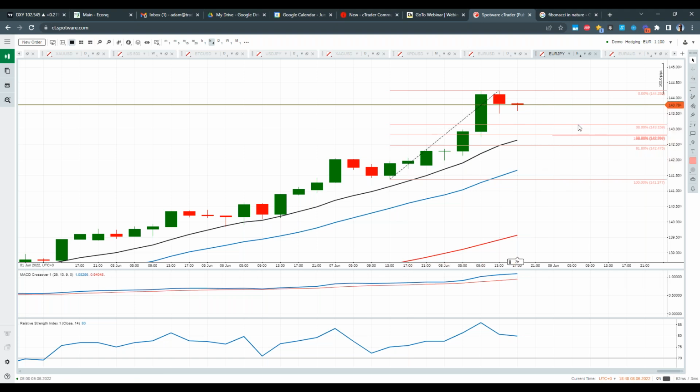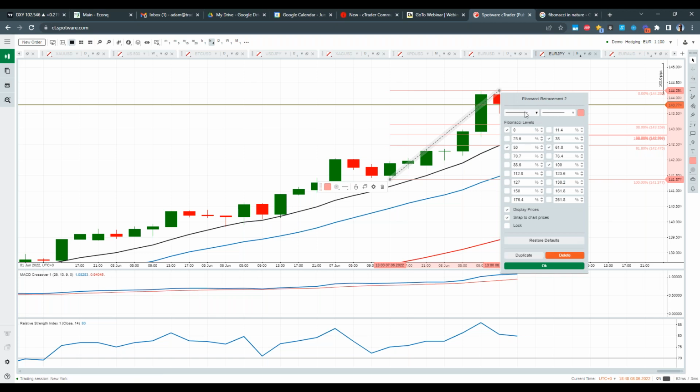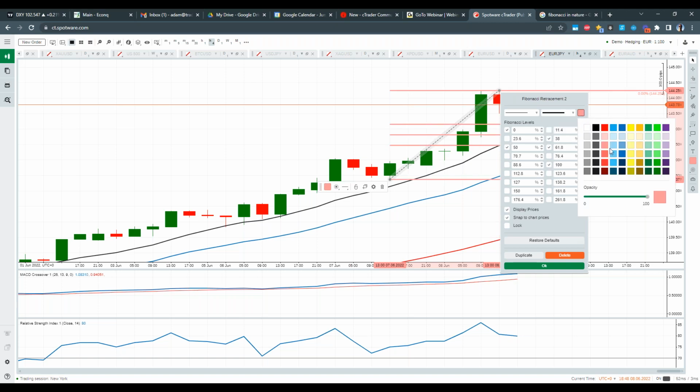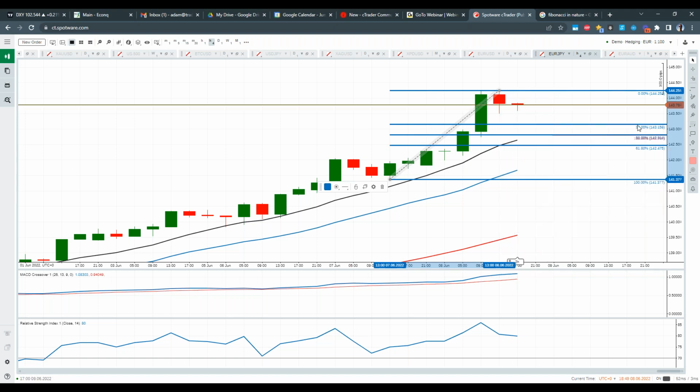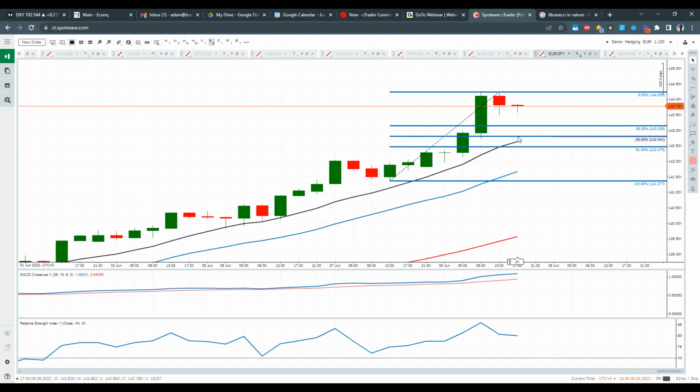So here I've got a 382. In fact, allow me to just edit it. Let's go through and just thicken it up so you can see it. And just change the color. There we go. And I'm going to be focusing on certain levels. There's the 382, the 50 fib, the halfway point, and the 618. So these three areas for me are going to be areas I'm going to be looking for any potential changes.